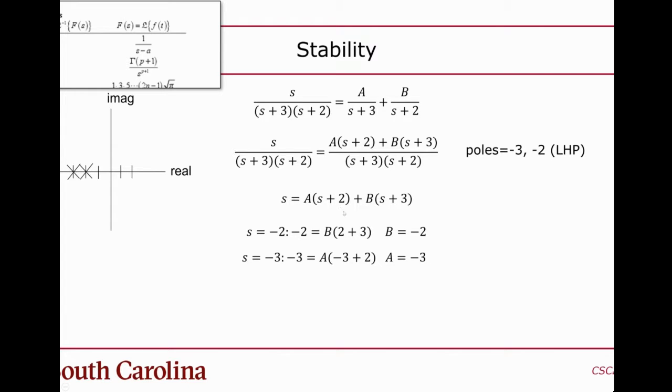Now, in this case, I use a trick, and the trick is that I have two values of s that will make these sub-expressions, s plus 2 and s plus 3, each equal to 0. So in this case, if I make s equal to -2, then it will make the s plus 2 sub-expression 0, which then will be multiplied by A, which effectively kills A, dropping A out of the equation.